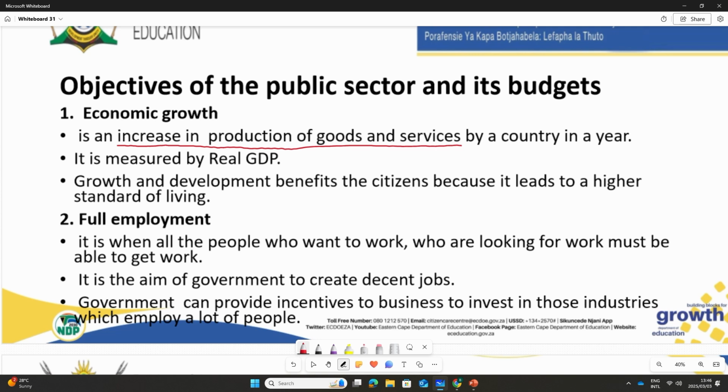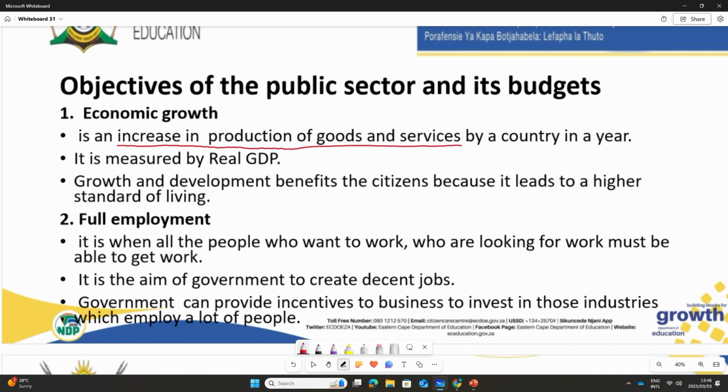And then if we say that it is measured by real GDP, it means that it is measured by the actual figures where inflation has been considered. Then growth and development benefit the citizens because it leads to a higher standard of living.